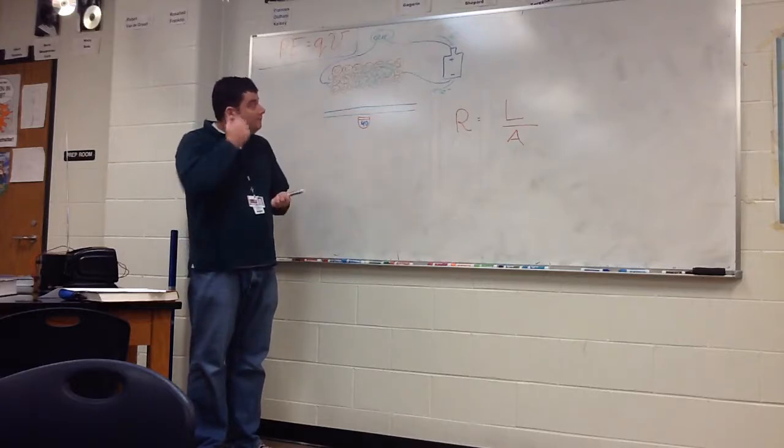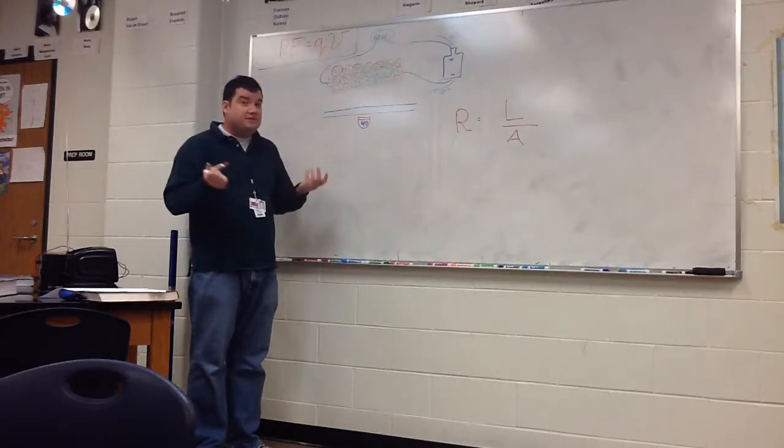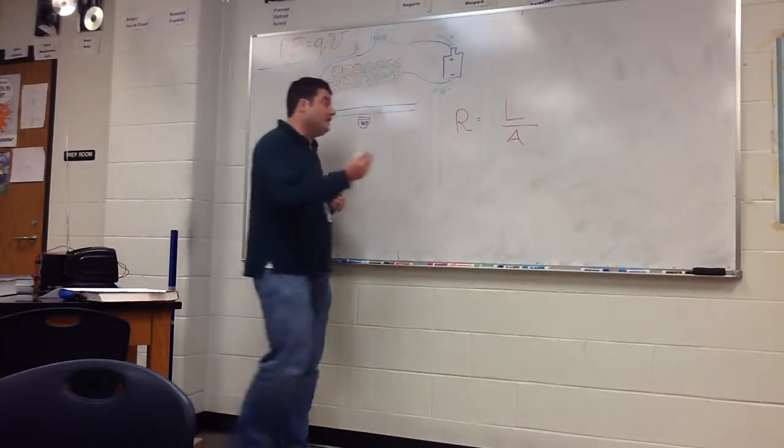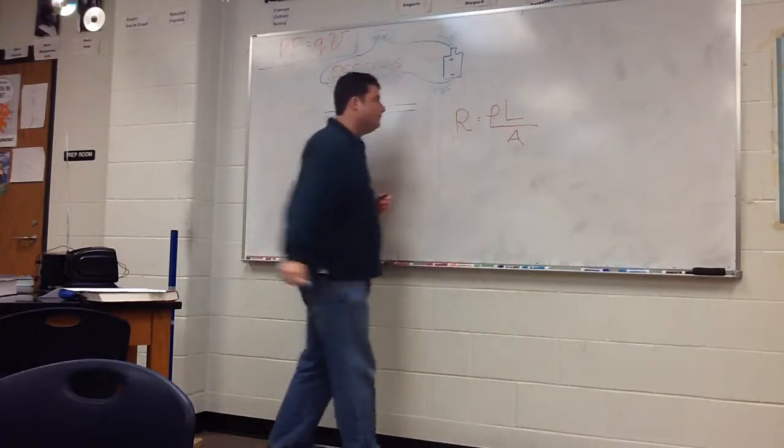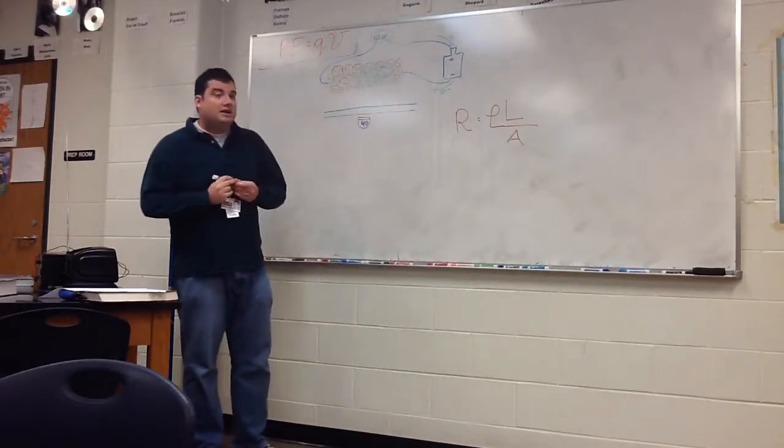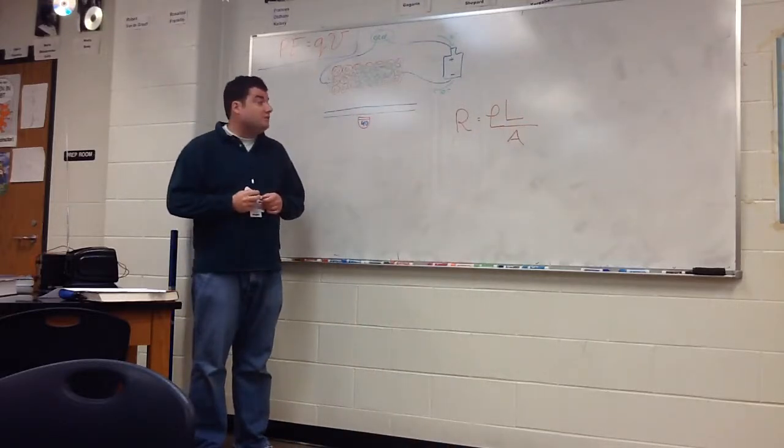And then lastly, what type of atom is it? We expect each material is going to behave slightly differently. So there's a factor we call resistivity. It gets the Greek letter rho, and that's just dependent on what material you've got. These three things together contribute how much resistance something has.